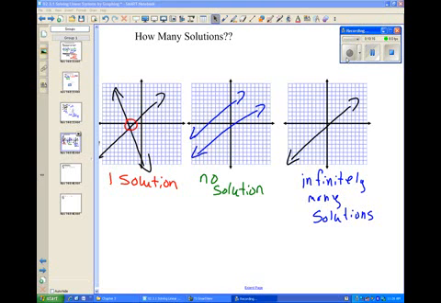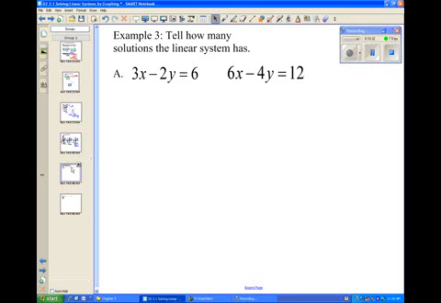So that's what the graphs look like if I want to figure out how many solutions. One solution, they intersect at one point. No solutions, they're parallel. Infinitely many solutions, I only see one line because they're on top of each other. Let's see what this looks like with problems. Example 3, tell how many solutions a linear system has. I'm not actually solving, I just want to tell how many they have.